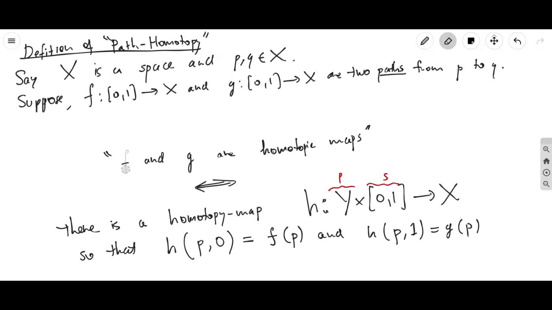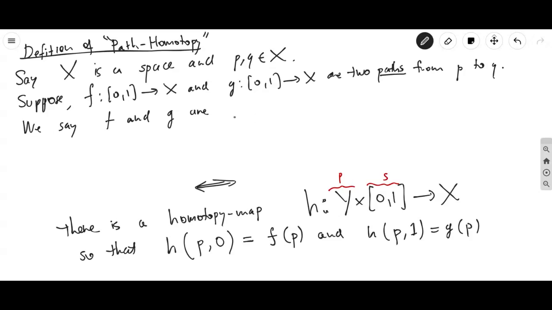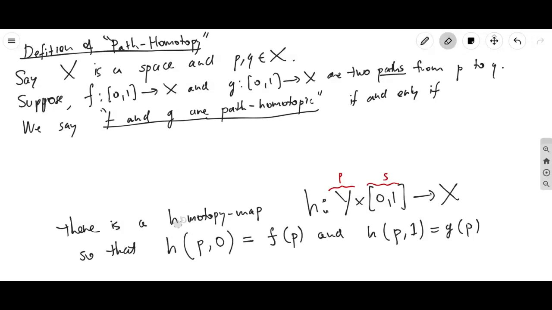And previously we said homotopic maps, but now we're going to say homotopic paths. We say f and g are path homotopic if and only if there is, instead of calling it a homotopy map, a path homotopy map H.